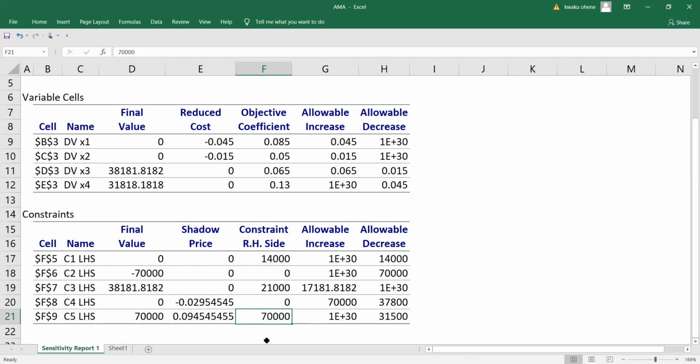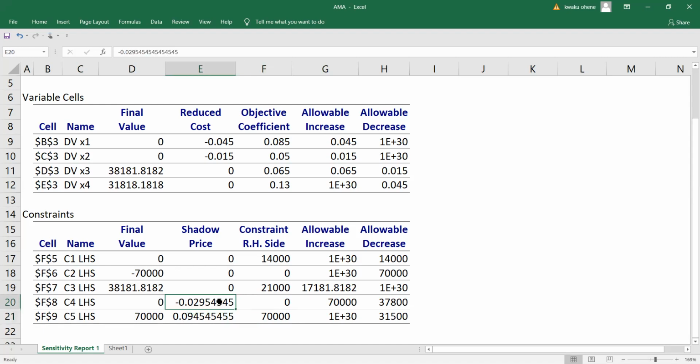In this case, if you should increase the right-hand side by 1 unit, what is going to happen is that the Z value will increase. Look at the value of the shadow price for the last diversification mix. It has a shadow price of 0.09. So it means that the Z value is going to increase by 0.09 if you should increase the right-hand side of 70,000 by 1 unit.